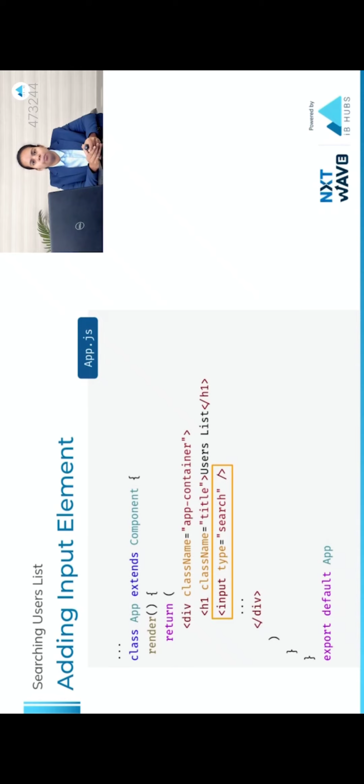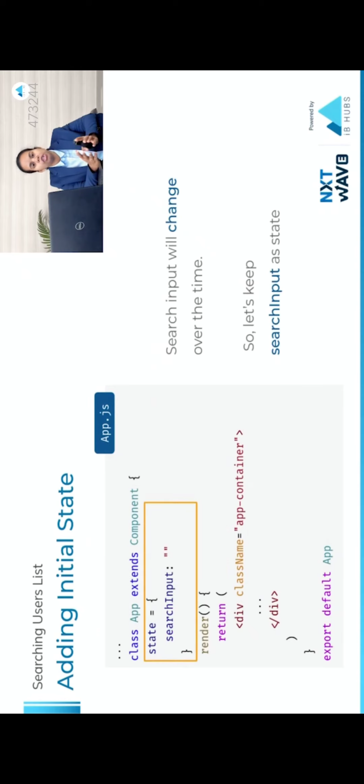Here, one important point to note is that the search input will change over time. Whatever we type will change over time. We can change it, add something else, or remove it. And the things that change over time should be maintained in the state object, right? Based on the search input, our UI will be updated, and this search input will change over time. That's the reason we are going to maintain that in the state object.